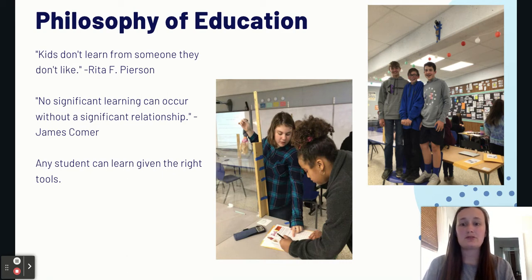I also believe that any student can learn if they are given the right tools. So I like to change up what I do every once in a while to make sure that everyone can have a chance to be successful in my room.